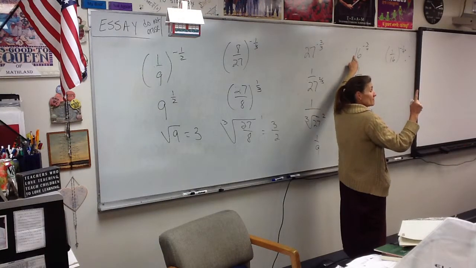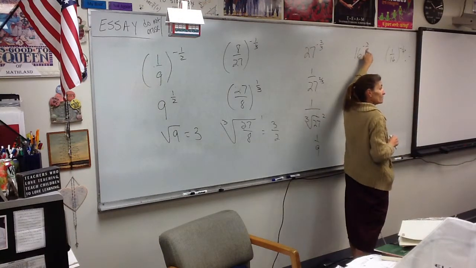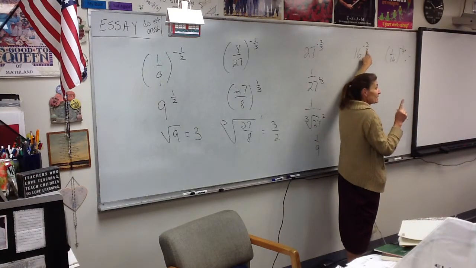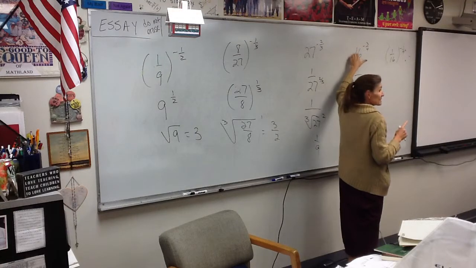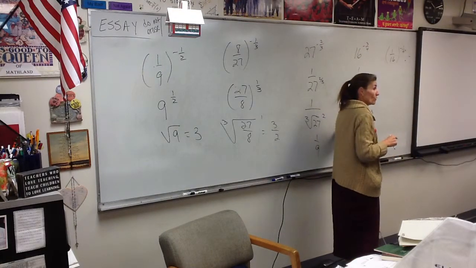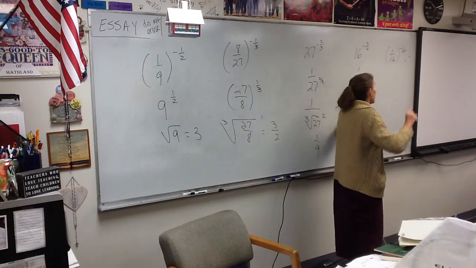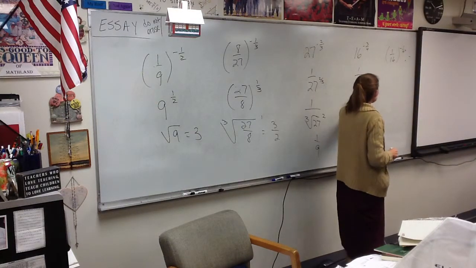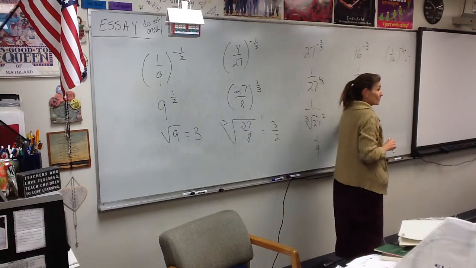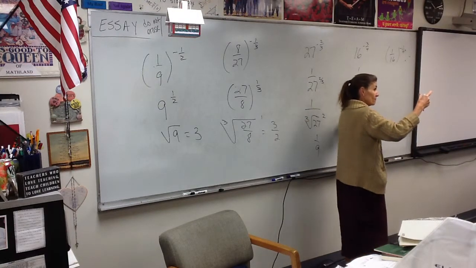Okay, step 1. If you have a negative exponent, you're going to flip the 16. So instead of having 16 over 1, I'm going to have 1 over 16. As soon as the flip happens, the exponent stays the same, but it becomes positive now, because the flip took care of the negative.